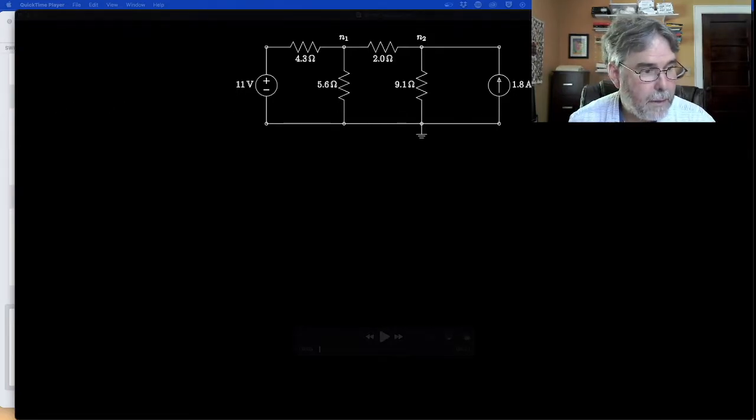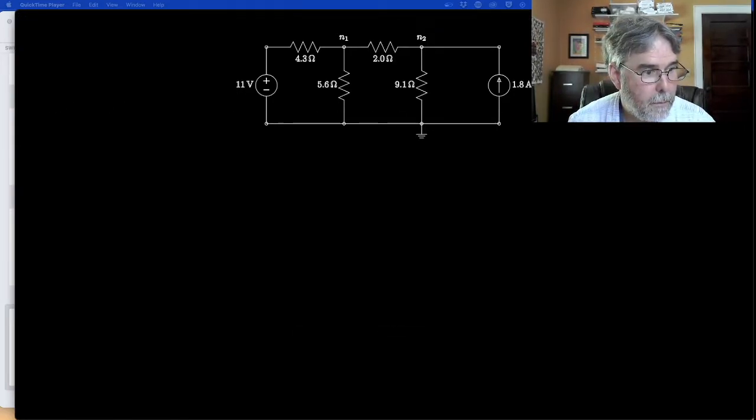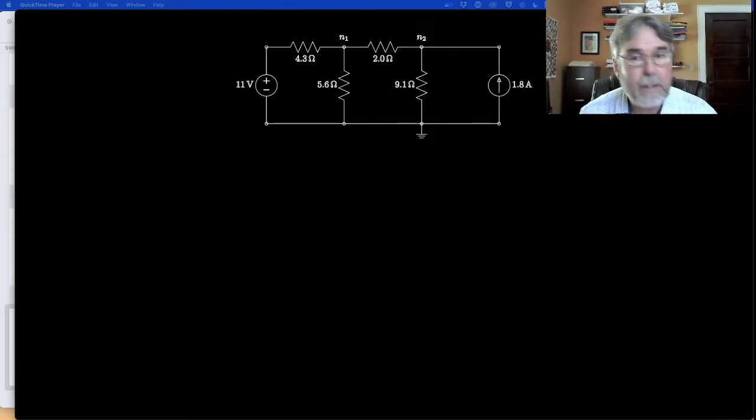Let's see if I can make this a little smaller here. It's called mesh analysis. And so the idea here is similar to node analysis. In node analysis, you focused on the nodes, and for each node, you wrote down Kirchhoff's current law. And by handling each of the nodes, you incorporated Kirchhoff's voltage law. Here, we're going to do the opposite, the dual, I guess.